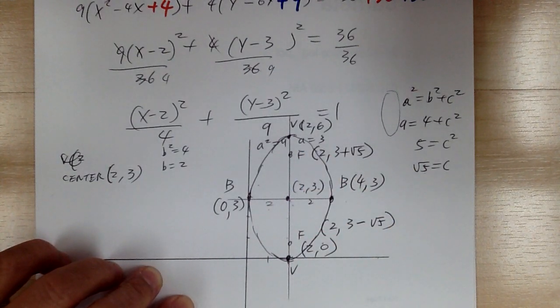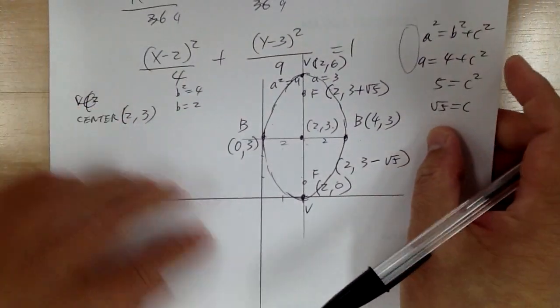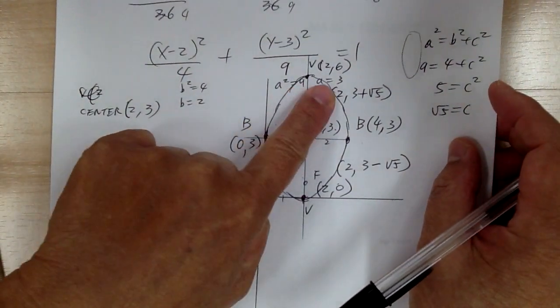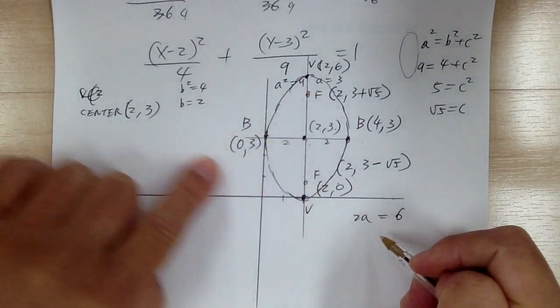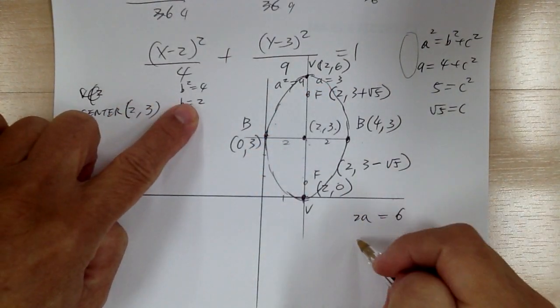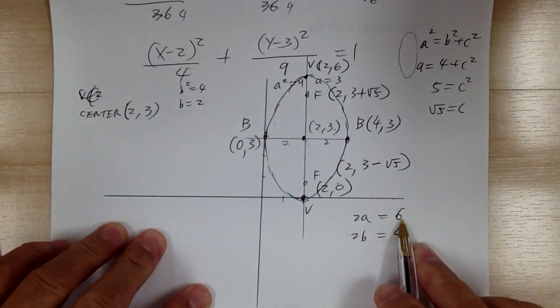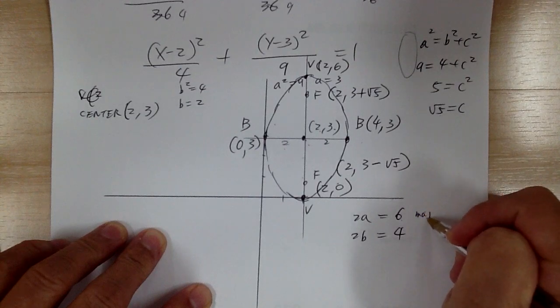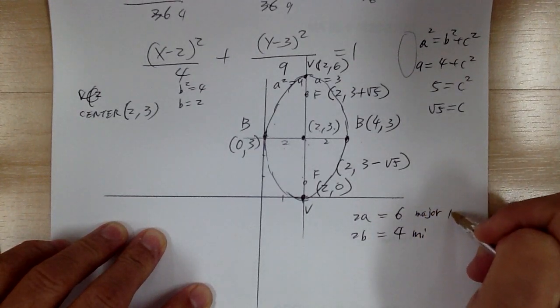Okay, and now you have to find the area and the length of the axes of the ellipse. Okay, so a is 3, so 2a equals 6, and b is 2, so 2b equals 4. So this is the length of the major axis. And this is the length of the minor axis.